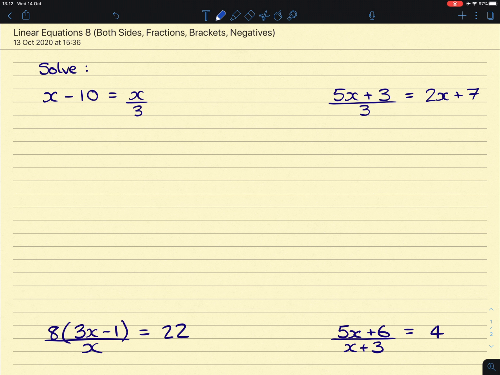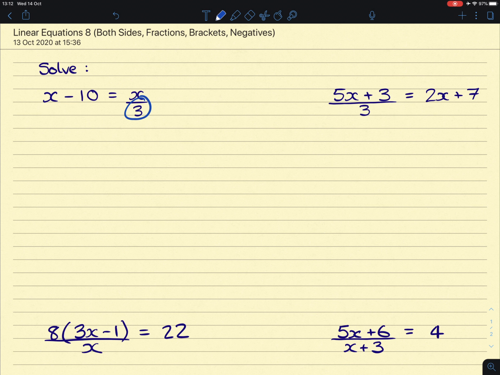In this video, we're going to be solving equations where we have variables on both sides, where we have fractions involved, where we start with or we end up with brackets, and of course there's negatives all over the place as well. So the key with dealing with equations which have fractions in it, especially as they get more difficult, is multiplying in order to make those fractions, make those denominators disappear.